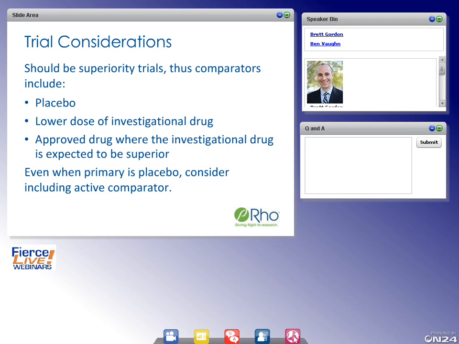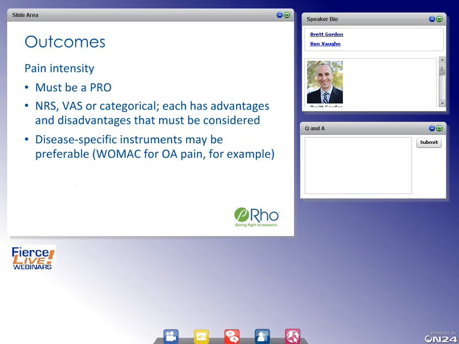I'm going to turn it back over to Ben to talk about specific pain outcome measures. Okay, and the guidance really lays these out in a nice list for you. First and foremost is pain intensity. These are analgesics. You should have a response on pain.